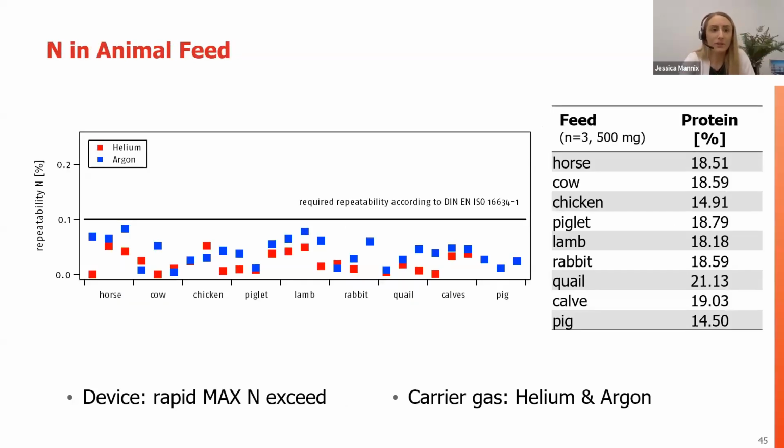And last up, just nitrogen and animal feed. This will come up. Nitrogen protein. We do have instruments that are explicitly geared towards analyzing nitrogen. This diagram here just gives us an extrapolation between the difference of using helium and argon for different feed samples.